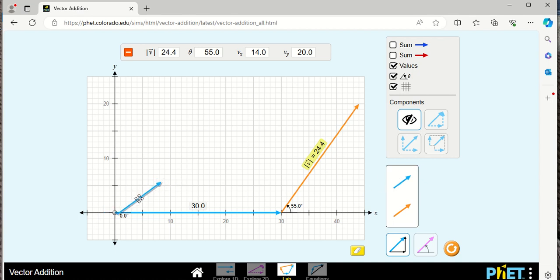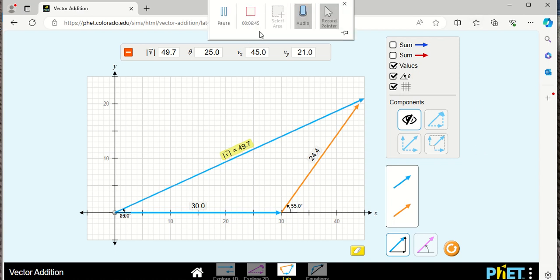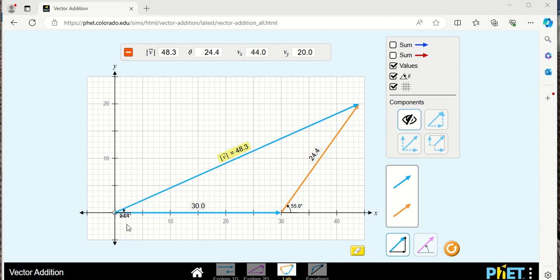And the resultant goes from the tail of A to the tip of B. You can go ahead and take this vector and drag it, a little bit tedious, but not too bad. I'm having a little trouble with my mouse here. Let me pause this for a second while I get that vector straight. Yeah, so now I've put in my resultant.